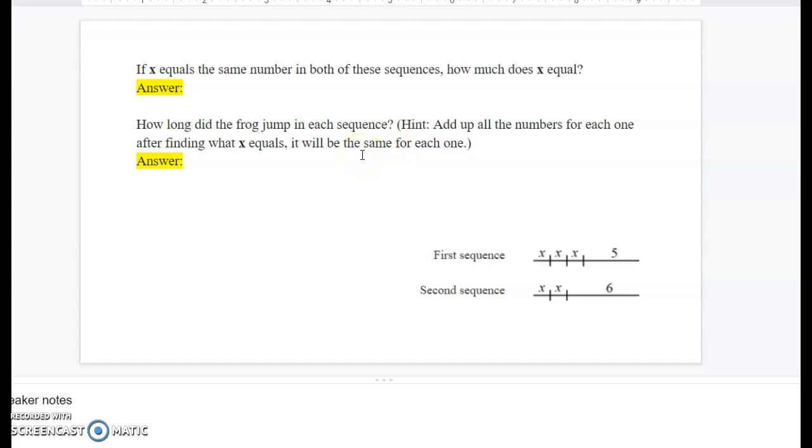How did the frog jump in each sequence? Hint, add up all the numbers for each one, and after finding what x equals, it'll be the same for each one. So everywhere there's an x, you'll put the number that it represents. So the number you got for the first question when you subtracted 6 minus 5. You'll plug in that number for each x, add them up to see how long the sequence is.